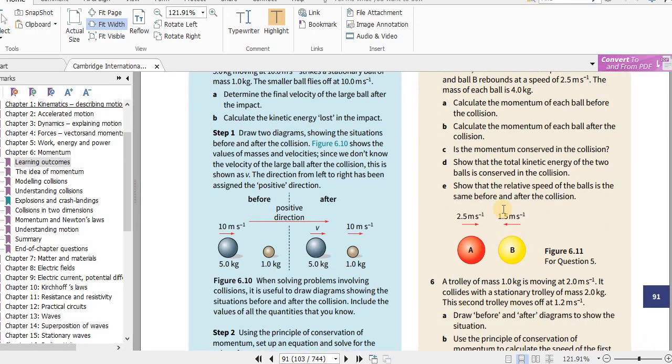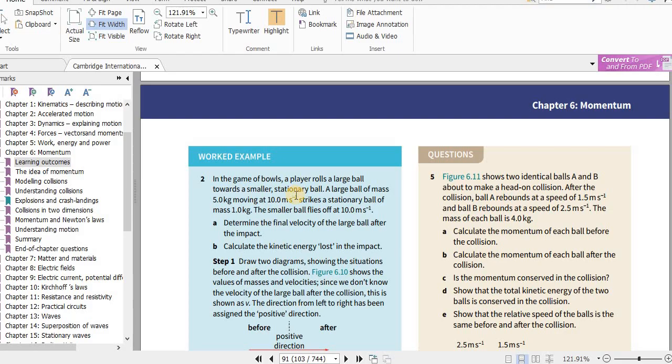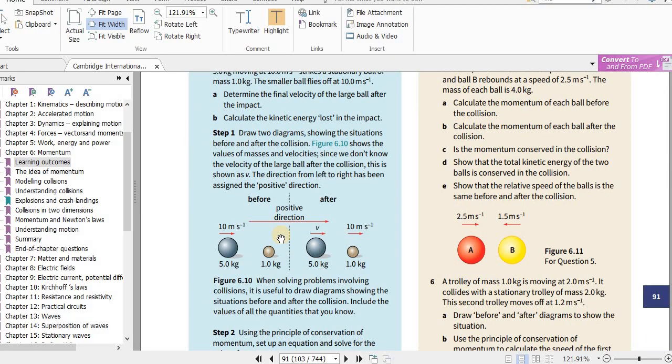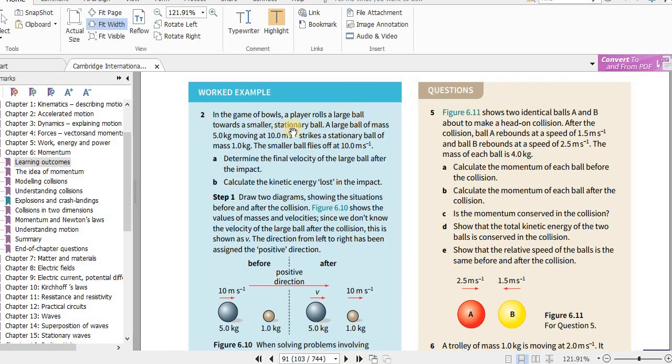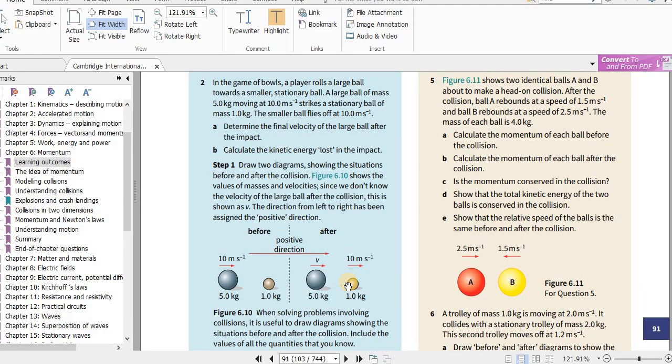Let's go through another example to help understand the theory better. In the game of balls, a player rolls a large ball towards a smaller stationary ball. A large ball of mass 5 kg moving at 10 meters per second strikes a stationary ball of mass 1 kg. The smaller ball flies off at 10 meters per second. Determine the final velocity of the large ball after the impact. So let's call that V. Calculate the kinetic energy lost in the impact.